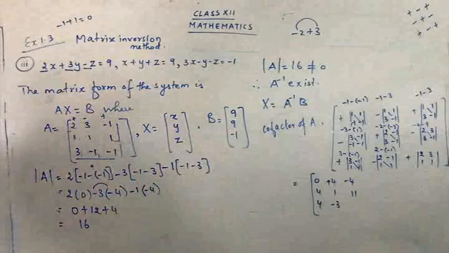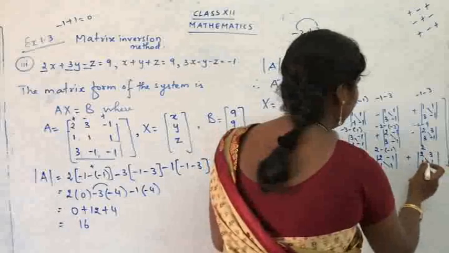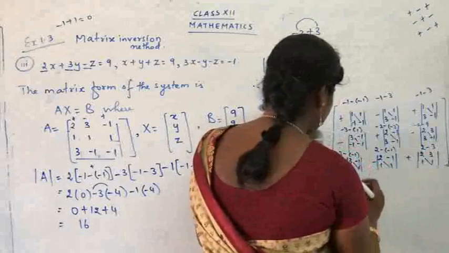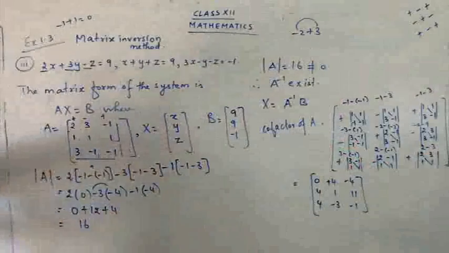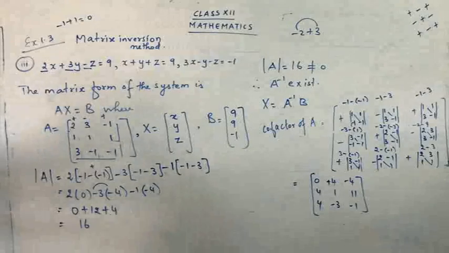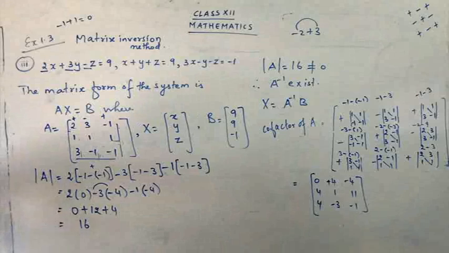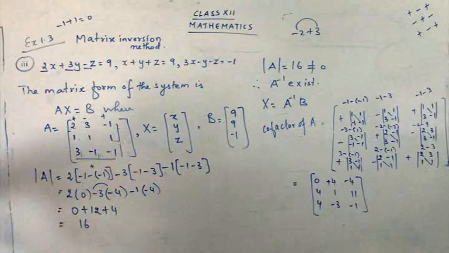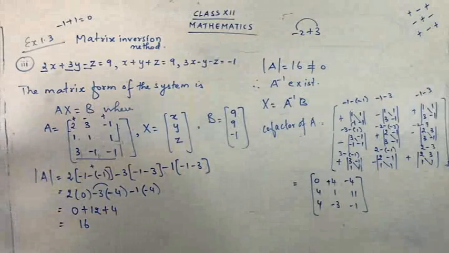Okay, last one. Get the answer for the last one. It's 2 minus 3. It's minus 1. So the cofactor is 0, 4, minus 4, 4, 1, 11, 4, minus 3, minus 1. So just be careful with the signs. You have to insert the signs also properly, children. So just check the signs also.